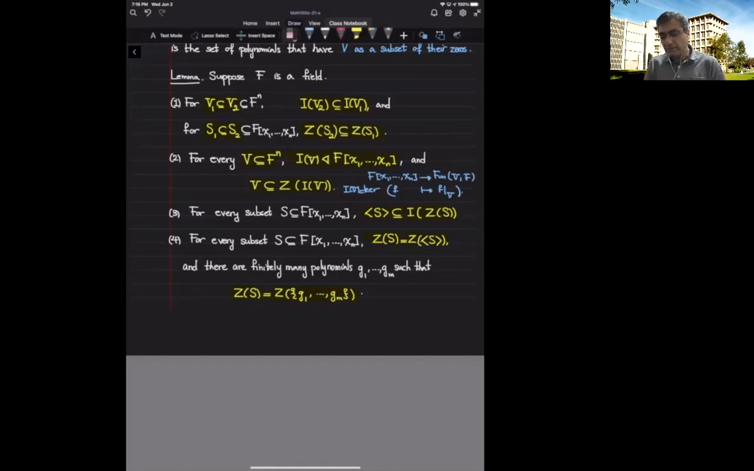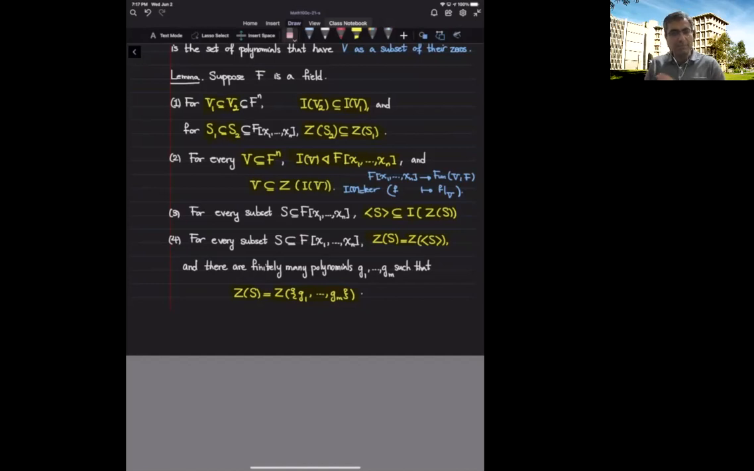And finally, we finish this lemma by showing that common zeros of a family of polynomials can always be captured by only finitely many of those polynomials. We don't need to work with infinitely many equations. If you give me infinitely many equations, I can always find only finitely many of them that give me the same set of zeros.